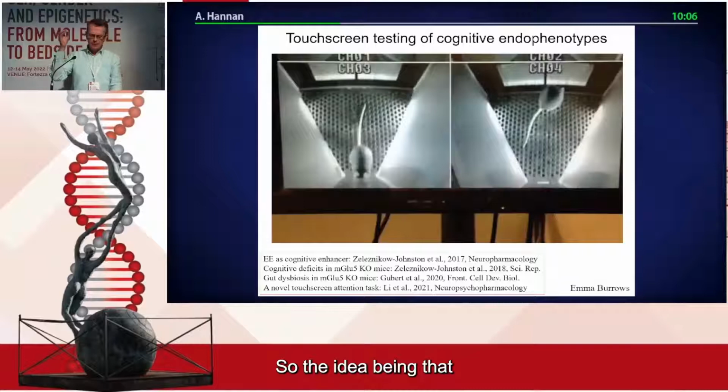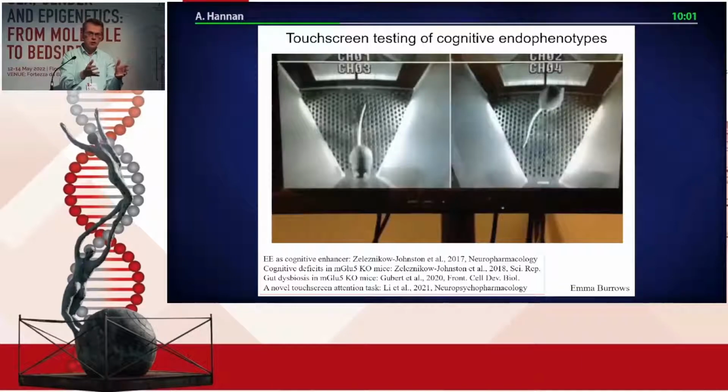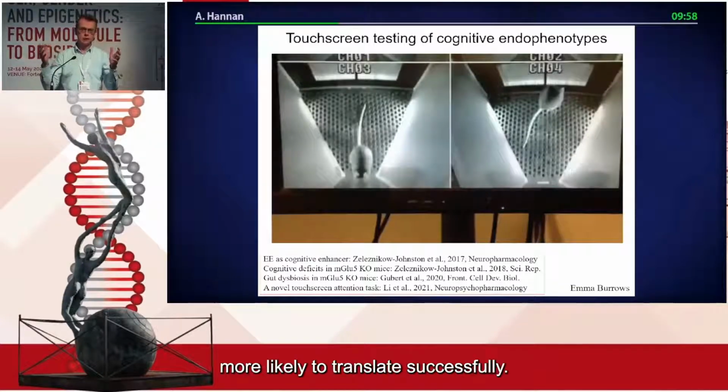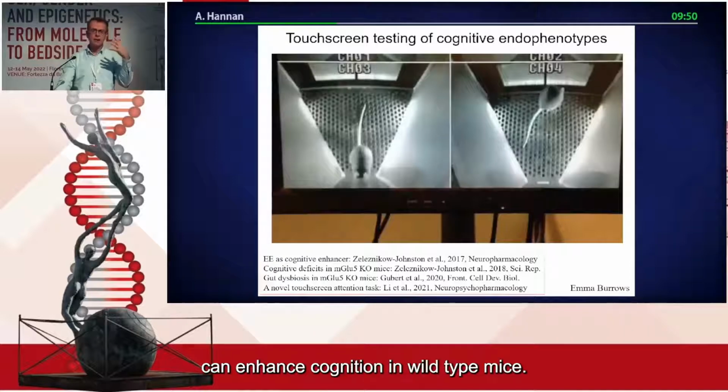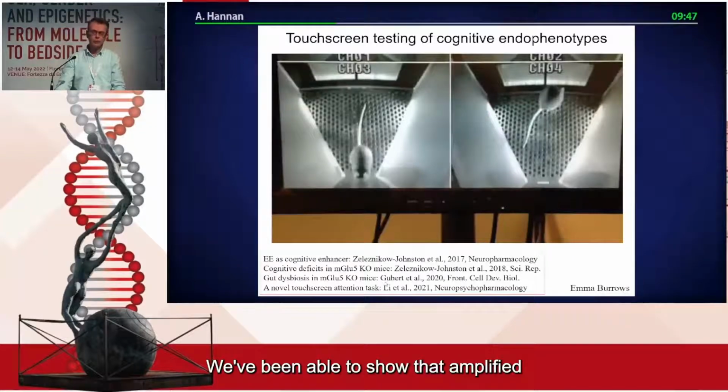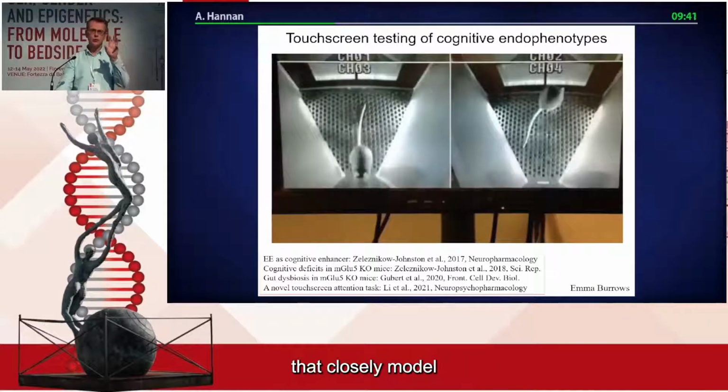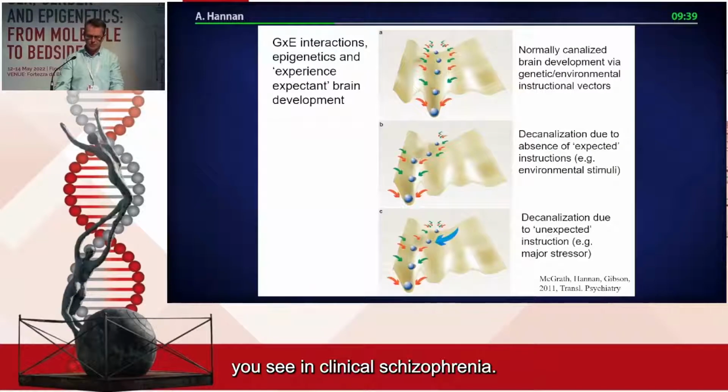So the idea being that if we have an intervention like a drug trial that works on these tests and we take it to the clinic, it's more likely to translate successfully. We've been able to show that environmental enrichment can, on these touchscreen tasks, enhance cognition in wild-type mice. We've been able to show that mGlu5 mice have deficits on these touchscreen tasks that closely model the kind of cognitive deficits you see in clinical schizophrenia. So getting back to Waddington and the epigenetic landscape, we're thinking about these gene-environment interactions as the brain being experience expectant.